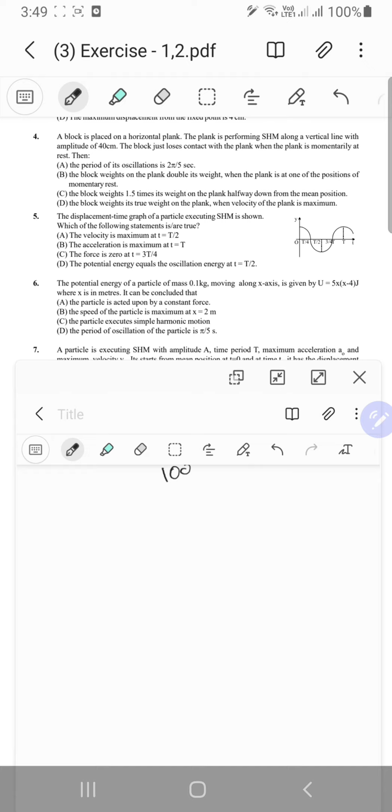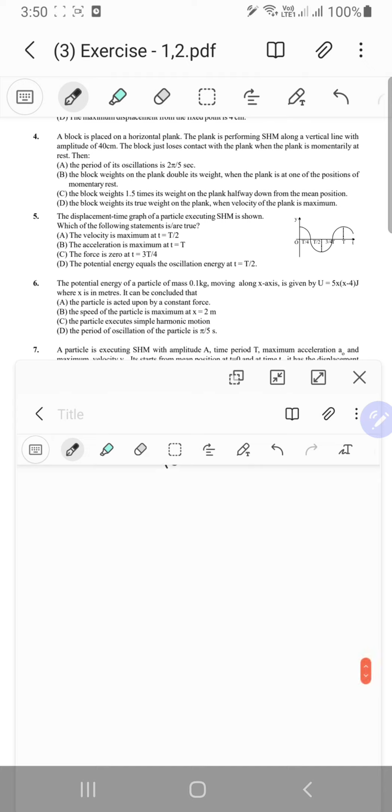When the plank is momentarily at rest. Wait, what? Forming SHM along the vertical line with amplitude of 40 centimeters. Fine. The block just loses contact with the plank when the plank is momentarily at rest. So it would be at the extreme position for sure. The period of its oscillation is 2 pi by 5 seconds.